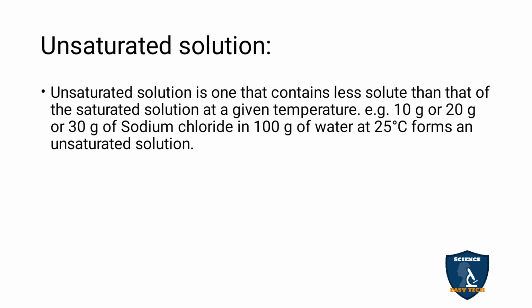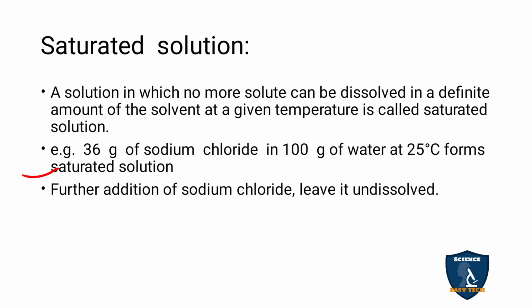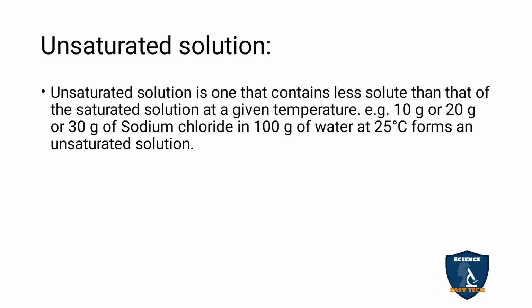Unsaturated means less. An unsaturated solution contains less solute than a saturated solution at a given temperature. Normally here they had given 36 grams, but here they are taking 10 grams or 20 grams or 30 grams. That means a lesser amount of solute is taken than in the saturated solution at a given temperature. That means it won't be saturated, so such a solution is called unsaturated. Example: 10 grams or 20 grams or 30 grams of sodium chloride in 100 grams of water at 25 degrees Celsius forms an unsaturated solution.